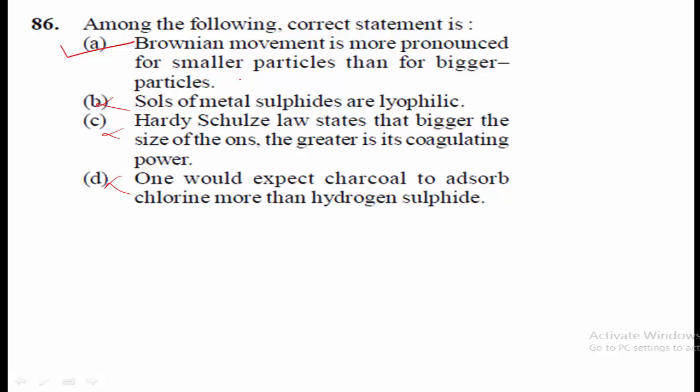So what is Brownian movement? It is the random motion of particles. As particles are small, they are responsible for Brownian movement. More zigzag movement will be observed in the colloidal solution if the particles are smaller. If particles are bigger, then random motion will not be observed to a greater extent when compared to smaller particles. So option A is the right one.